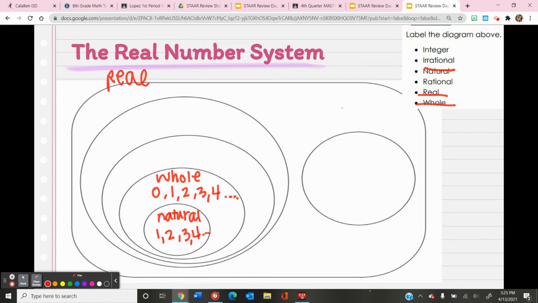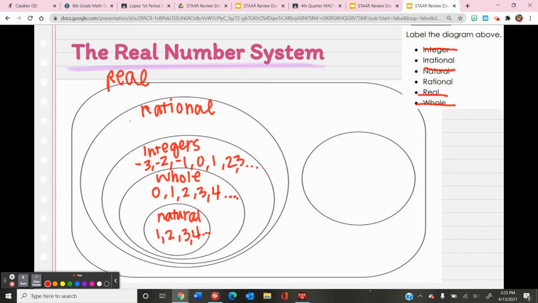And then you go out again, and now you have your integers. Now your integers include all of your whole numbers plus your negative numbers. So this will be -3, -2, -1, 0, 1, 2, 3, so on and so forth. Then all of these numbers are in the rational numbers.